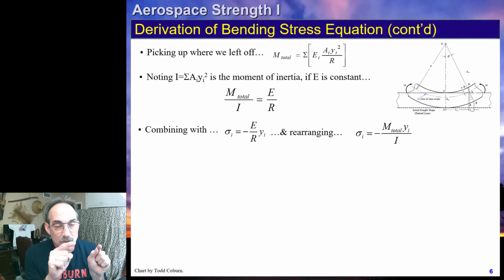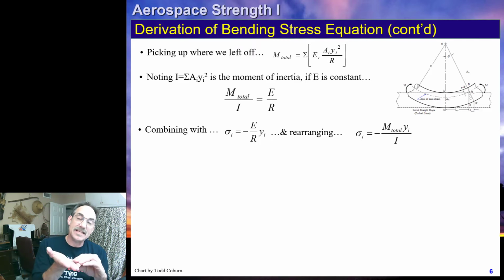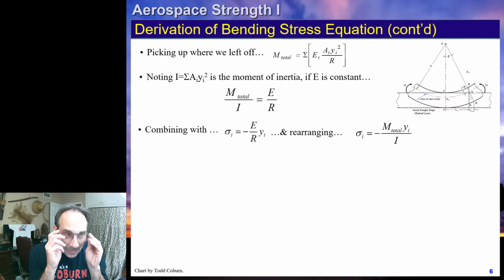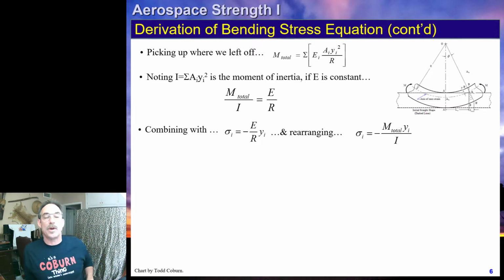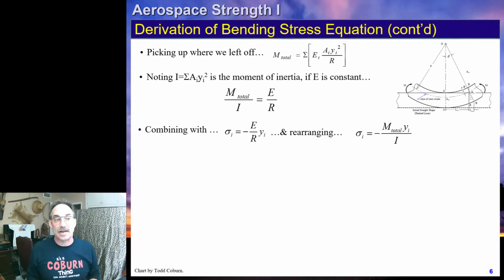When we have this equation derived this way, when we're saying the stress is equal to negative My over I, what we're saying is you have the total moment on the section. You have the total I of the section about the same axis. And now you're going to multiply by the distance from the neutral surface to the point, pointing positive as being toward the center of curvature. And then you're going to have this negative sign in the equation, which means if you're above that point, you're going to get a compression stress. If you're below that point, you're going to get a tension stress.